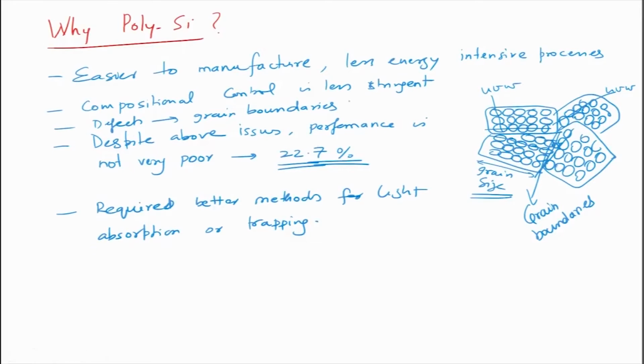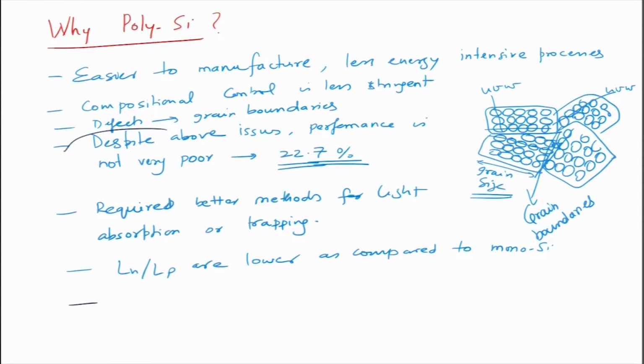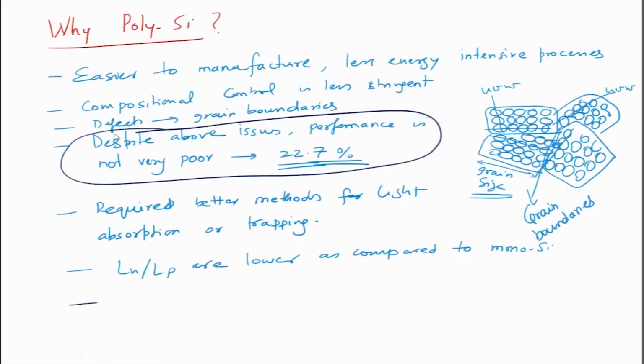Of course, they have grain boundaries, they have defects. As a result, the diffusion lengths Ln or Lp are lower as compared to monosilicon, but you have some good things. Despite the above issues, they still have good performance.